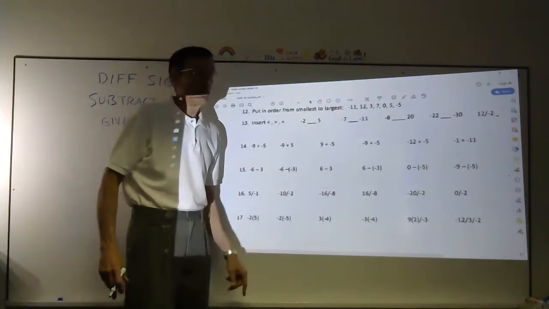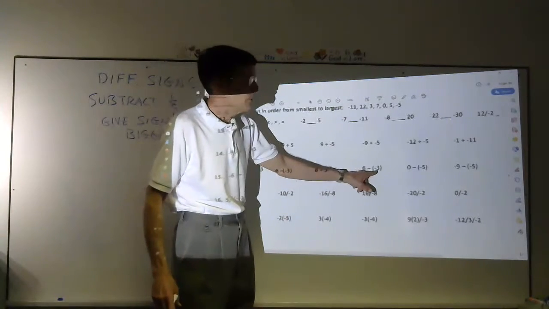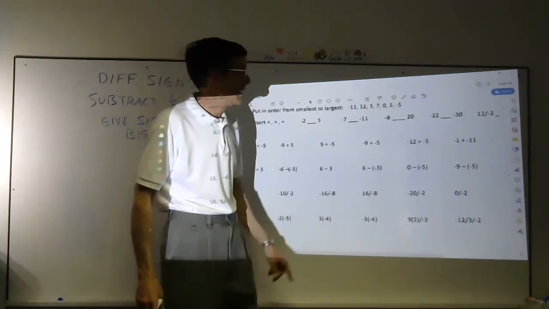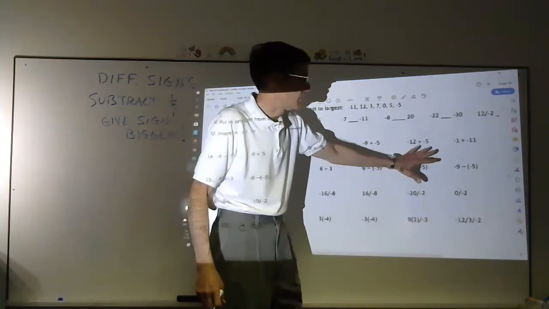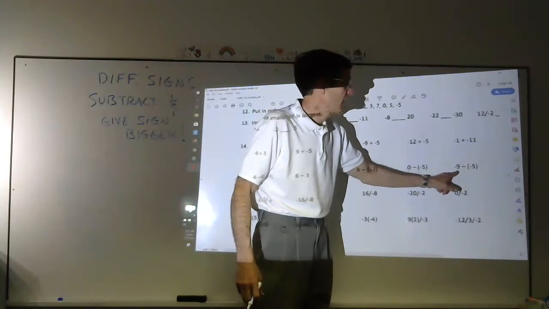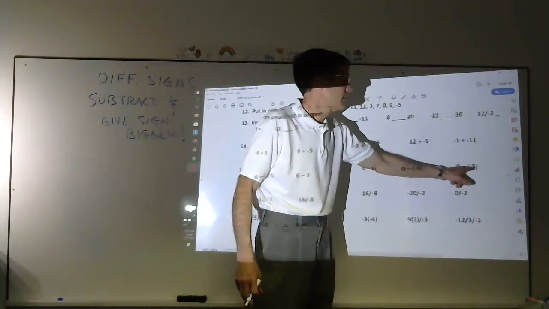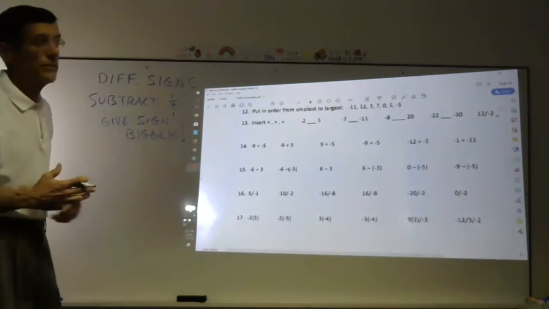A 6 and a -3 is +3. You subtract and give it the sign of the biggest. Kill the two negatives. 6 plus 3 is 9. Kill the two negatives. 0 plus 5 is 5. Now this one's a little tricky. Kill the two negatives. Makes it 5. But now the signs are different. So you subtract and give it the sign of the biggest. 9 minus 5 is 4. Make it -4.